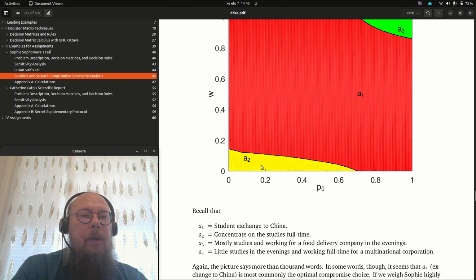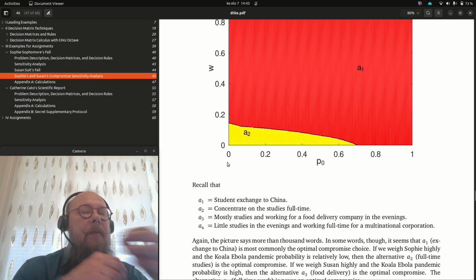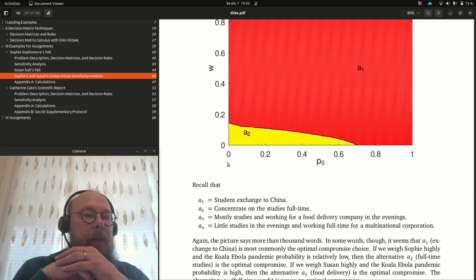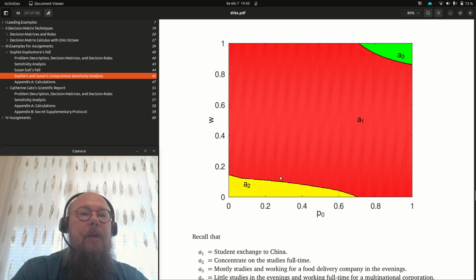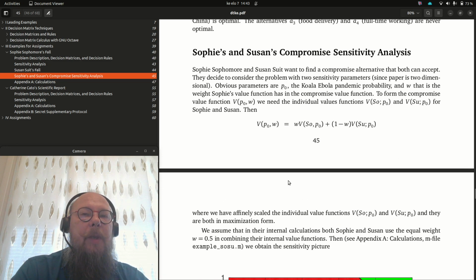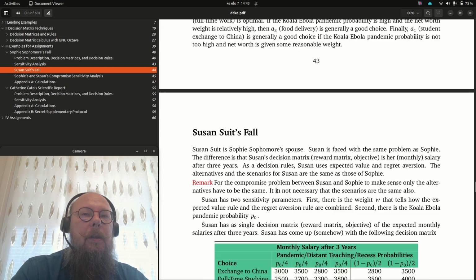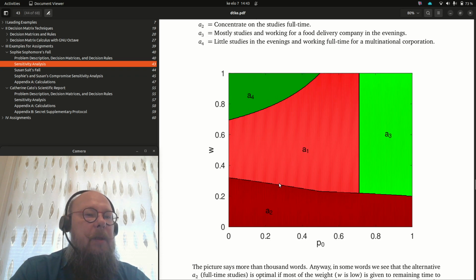So that was the solution for the compromise analysis. This was, of course, just giving the solution, and then in the next video lecture we have a long video lecture about the calculations of all these pictures. So there are three of them. This is the compromise picture. This was Sophie's picture, and this was Susan's picture. So in the next video lecture, which is a long one, we will have all these three M files. We look at how these pictures are calculated.